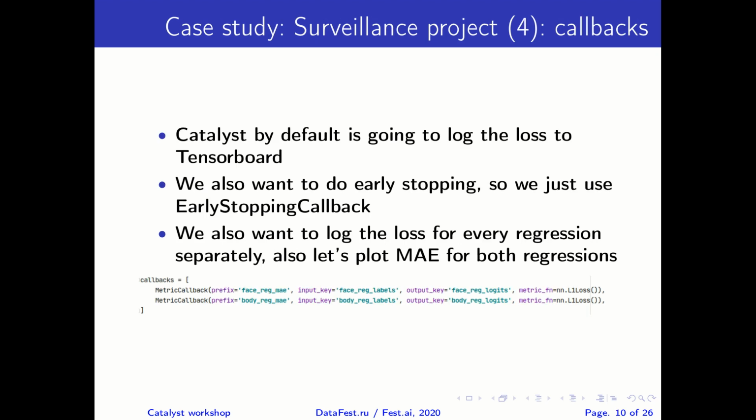So then we have to add Catalyst callbacks. By default, Catalyst has a callback which logs the loss to TensorBoard, but we also want to do early stopping based on the loss function, and Catalyst has built-in support for this. We just use the early stopping callback, but we also want to log the loss for every regression separately, so that if there is some problem, we are able to see which task is causing the problem, right? So we also plot the mean absolute error for both regression tasks.